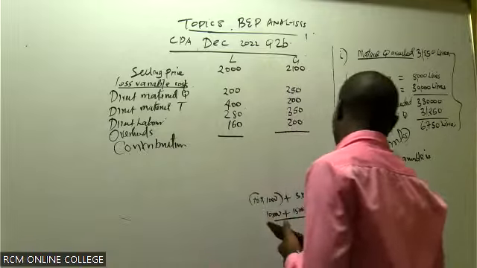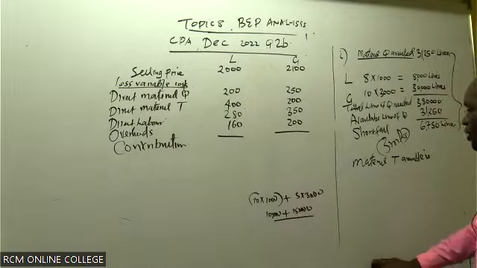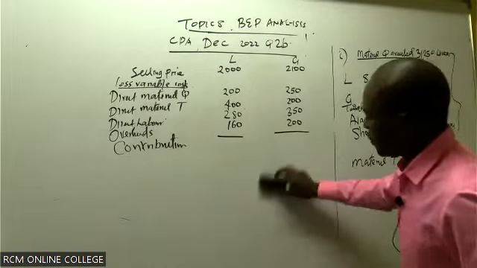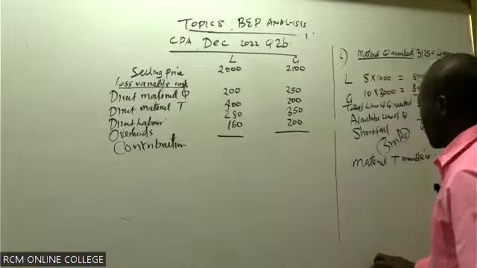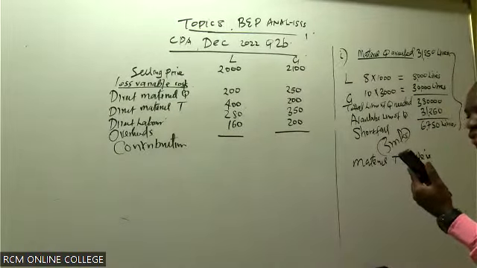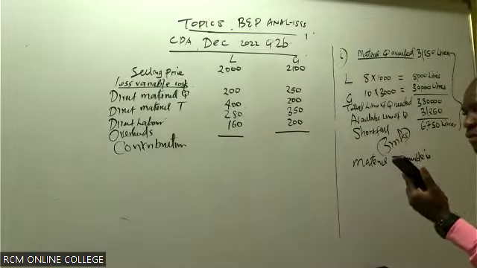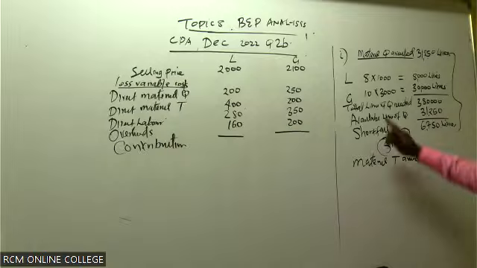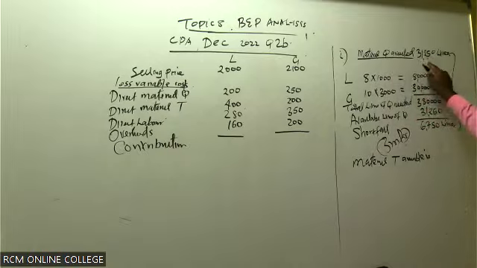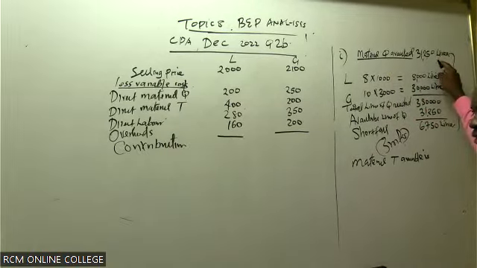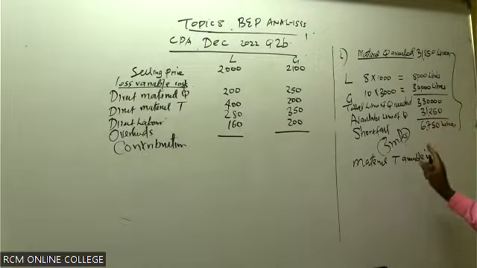35, 40,000. Okay. Material T, this is what the examiner will tell you, imagine. So they are going to bring additional information number 5. They tell you material Q available is 31,250 liters. Material T available is 40,000 liters.